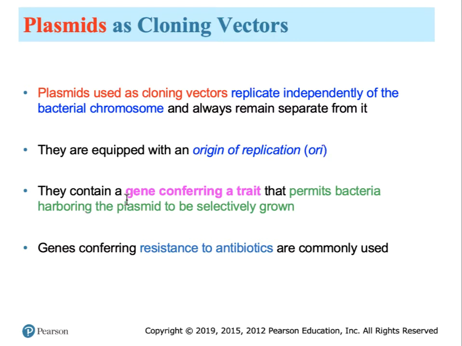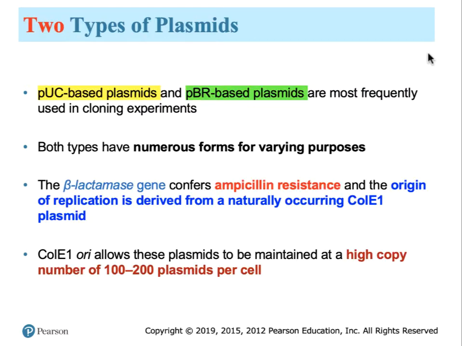The genes that they carry may confer an advantage or give that bacterial cell some selective benefit. Or in the case of technology, they have a gene that allows that bacterial cell that contains the plasmid to be isolated from all the others that don't. So that's a form of selection. And the most common way is to use plasmids that are either naturally carrying antibiotic resistance or have been engineered to carry antibiotic resistance. Classically, the most commonly used plasmids have been pUC-based and pBR-based.